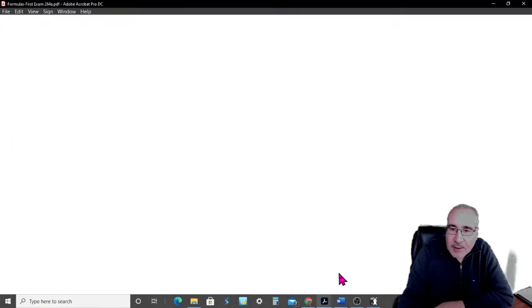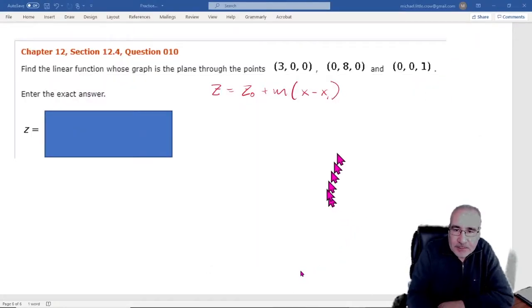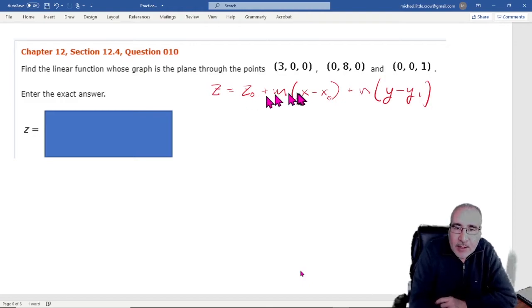We'll choose whatever point we're going to choose as x naught, y naught, z naught, plus n, which is the slope in the y direction. That's the change of z over the change of y, while m is the change of z over the change of x. Okay, that's what that is. So to get m, we want the slope: the change of z over the change of x.